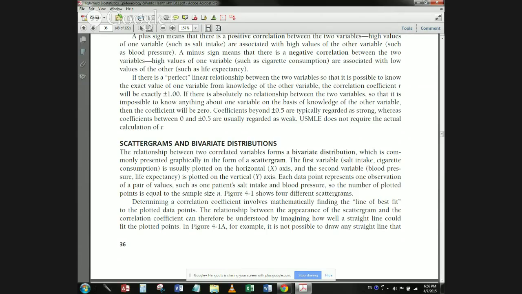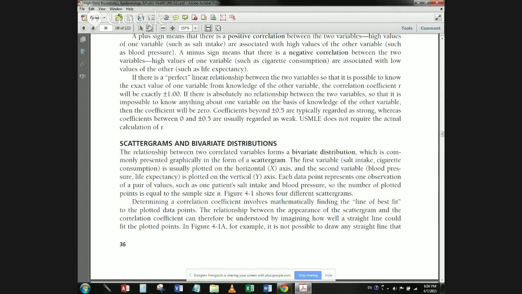Coefficients beyond plus or minus 0.5 are typically regarded as strong, whereas coefficients between 0 and plus or minus 0.5 are usually regarded as weak. USMLE does not require the actual calculation of R.